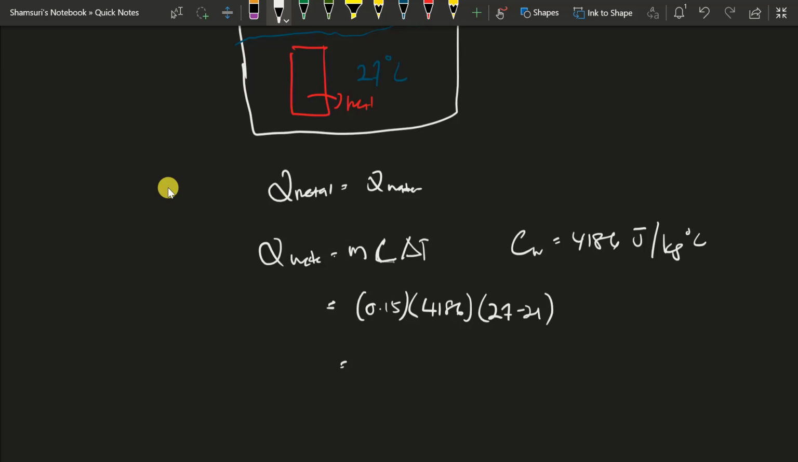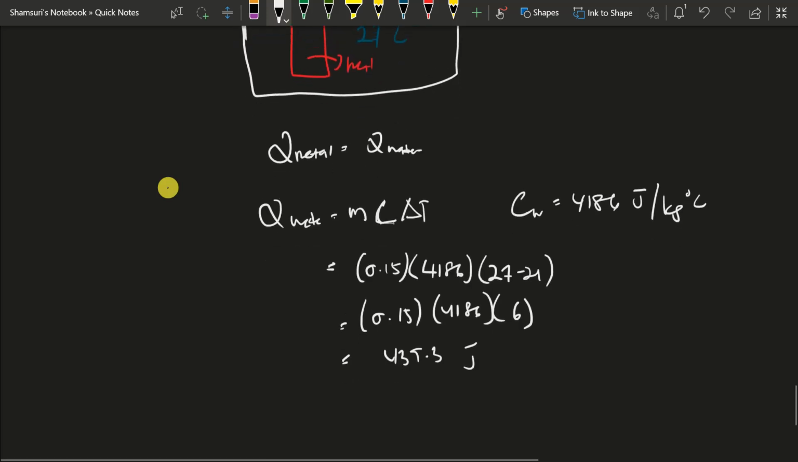If you calculate this, it's 0.15 times 4186 times 6, then you get about 400 something. I didn't calculate very well, but I think it's this. So this is the heat gained. And then we know the Q of the metal, Q metal, is the same thing: MC delta T.